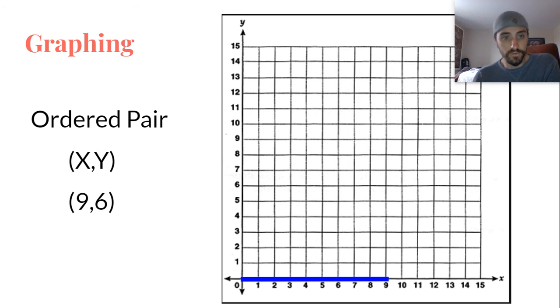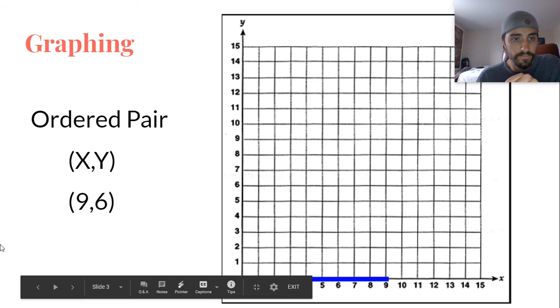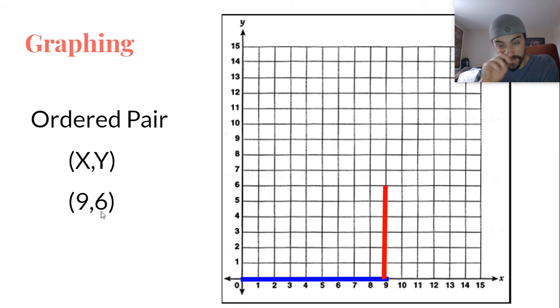So we went over, and now we're going to go up. That's right. Over and then up. We went over 9 spaces. That was our X number. Now we're going to go up 6 spaces. That's our Y number. And that's going to lead us to the point where we plot our heart.